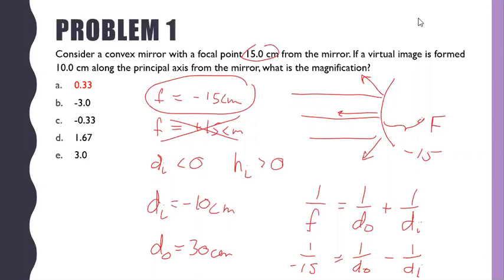And then I can go find the magnification. Magnification can be written many different ways, but one of them is negative DI over DO. So in this case, I get to put a negative 10, negative 10, that's positive 10, over 30, I get 1/3, and that's how we get the answer. So pay attention to virtual, real, convex, concave, whether it's a mirror or lens, it all makes a difference. And the signs are important.